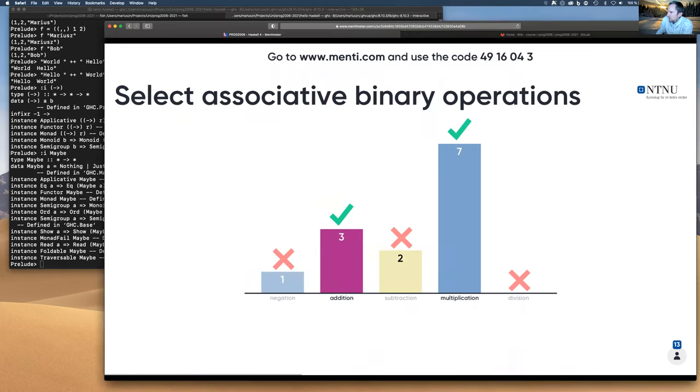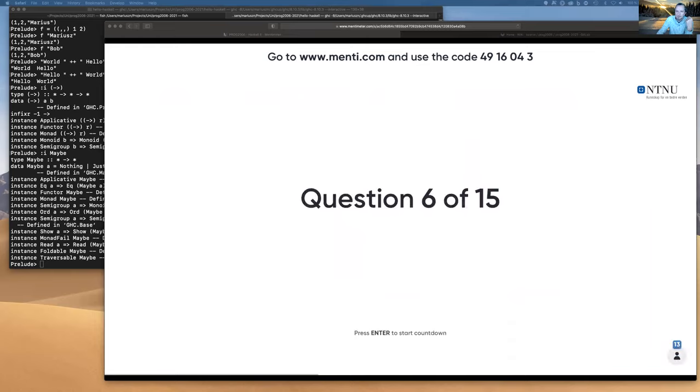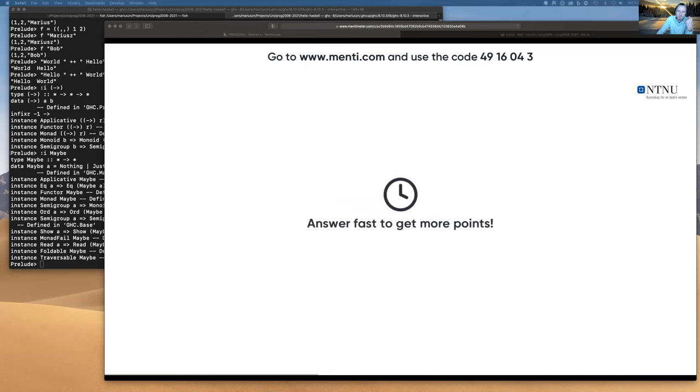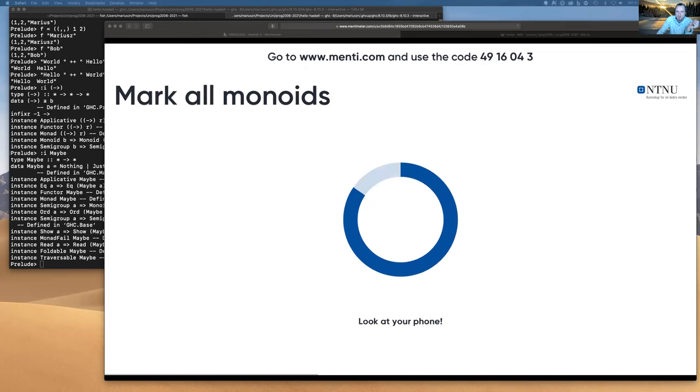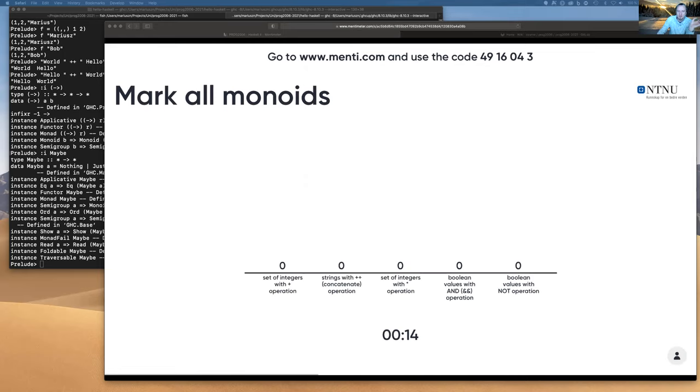All right, so now you're getting skilled in picking out which are the associative binary operations and which are not. Now you have to pick the monoids. So you will have some sets with some operations and you have to say which ones are the monoids. Again, I think you can only pick one.